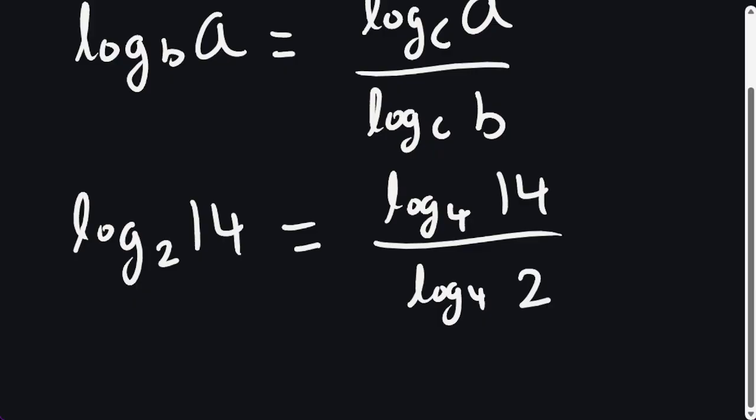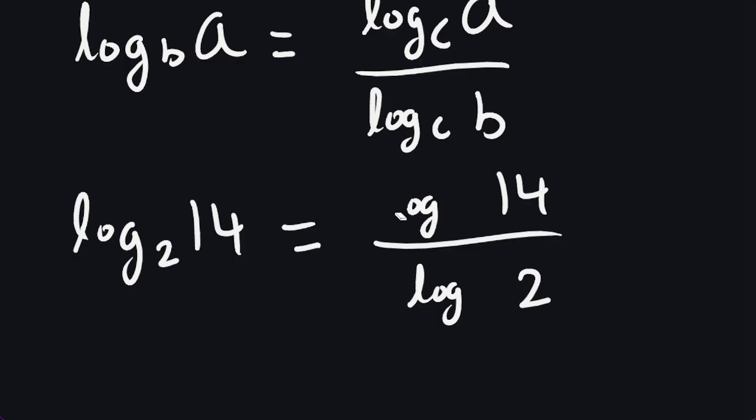And oftentimes this is useful for calculators that only have a common or natural log function. So this also works for log base 10. So log base 10, as long as both bases are the same, they work for any number. So this could be rewritten as log base 10 of 14 divided by log base 10 of 2. And then if it's a common logarithm, if it's a log base 10, then you don't have to write the 10. And this also works for natural logarithms.